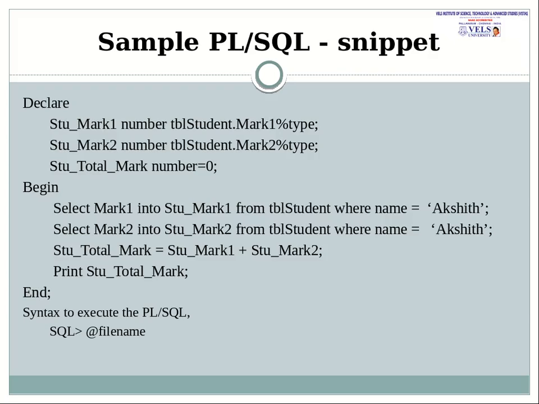And for student total mark, we add these two marks, student mark 1 and student mark 2, and the result will be stored in this variable, student total mark, and print this value as print student total mark. And this is my simple PL/SQL snippet coding.